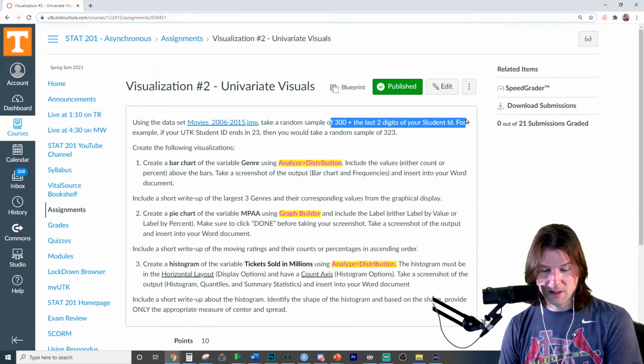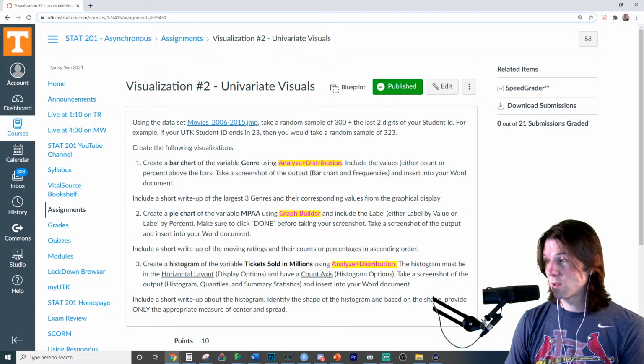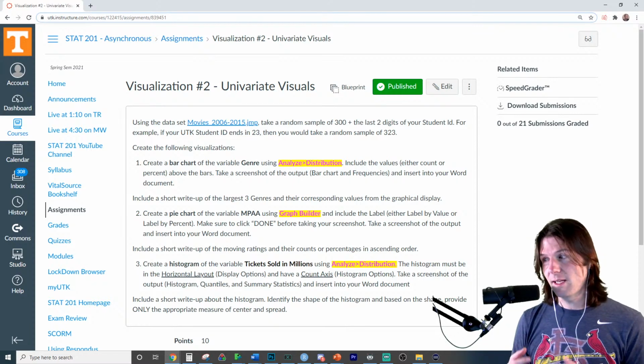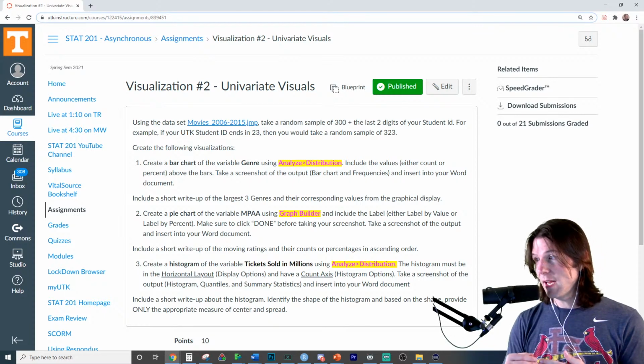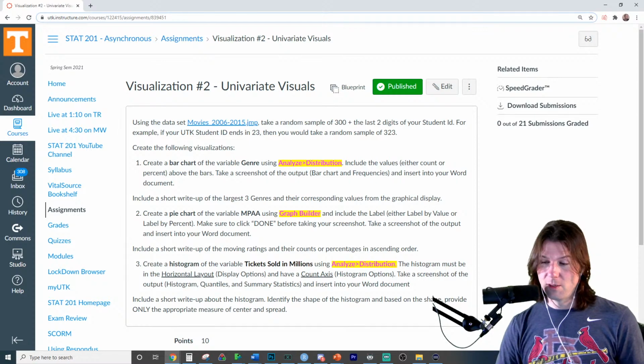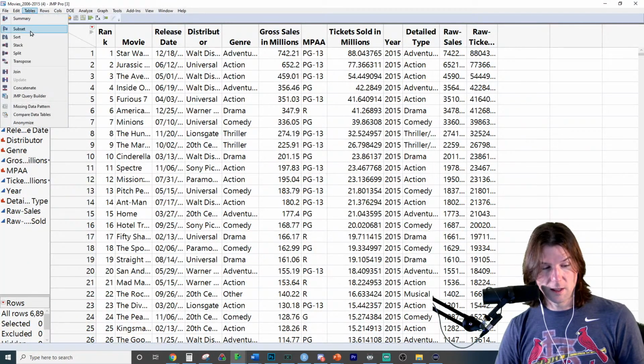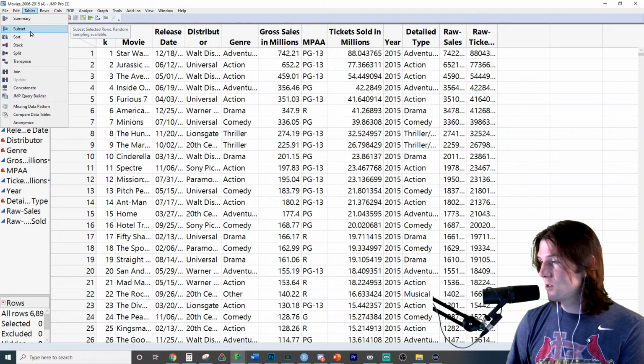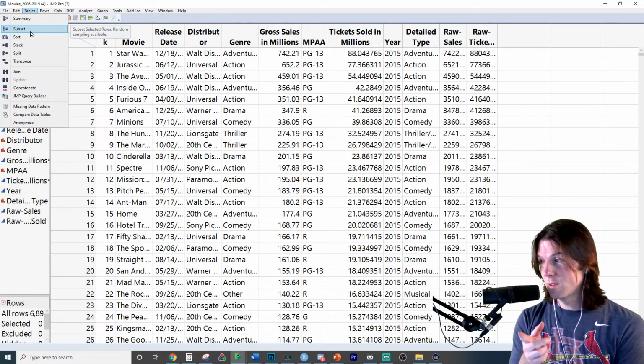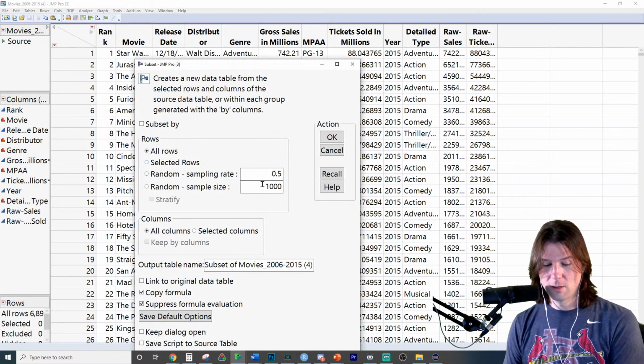So we have it. We need to take 300 plus the last two of our UTID. So make sure when you look at your UTID, it'll be something like 8421. So if it's 8421 at the end, then you're going to go right here to tables and then you're going to go to subset. Since my UTID ends, this is mine, not yours, in 8421, what will I enter in right here?